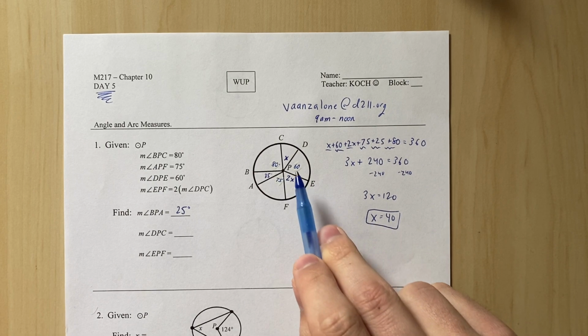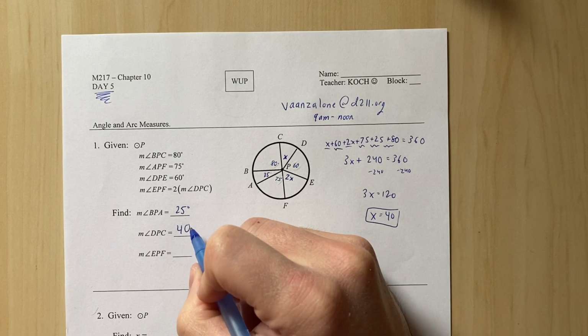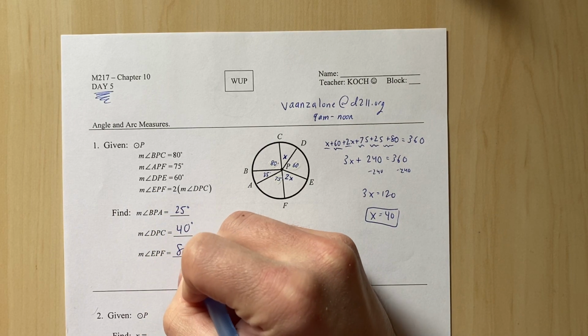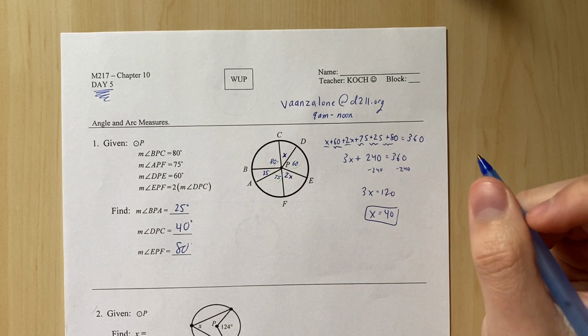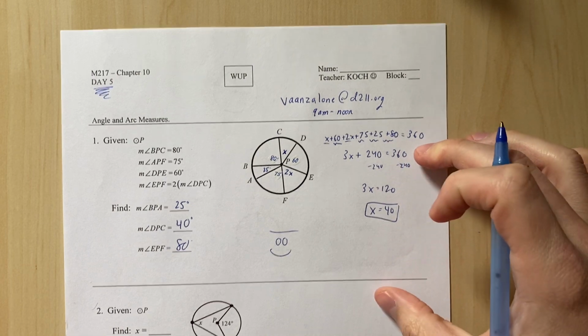So that means angle DPC is 40 degrees, and then angle EPF is twice as big as that, so this would be 80 degrees. Okay, next one.